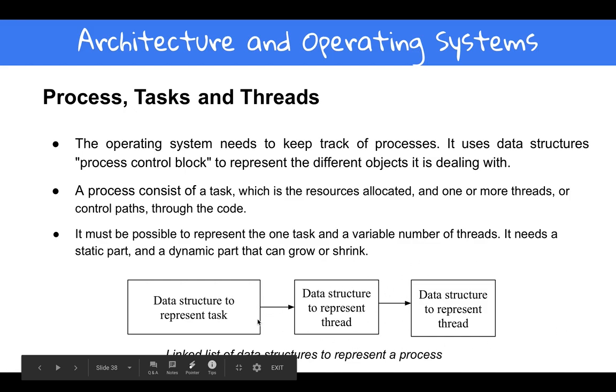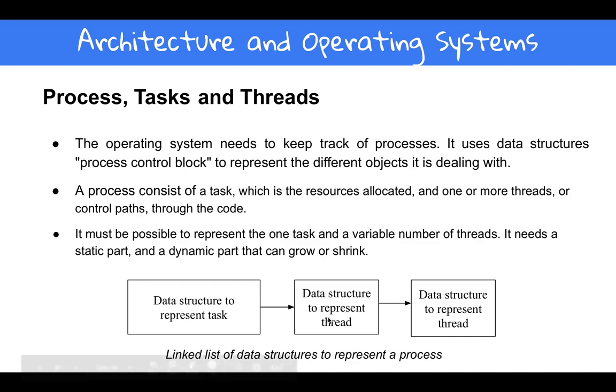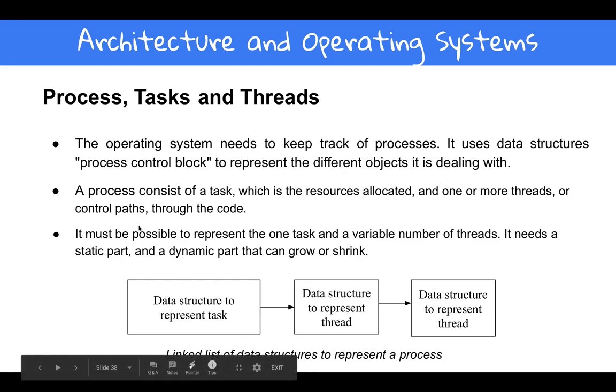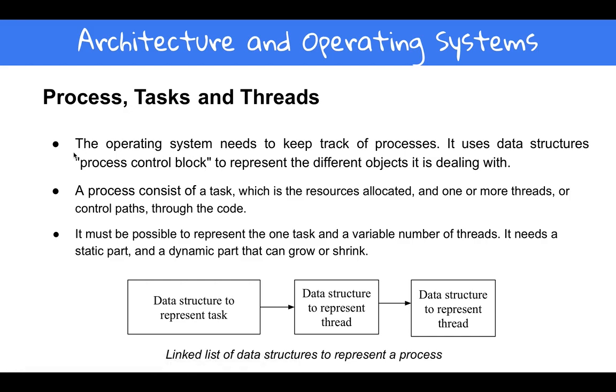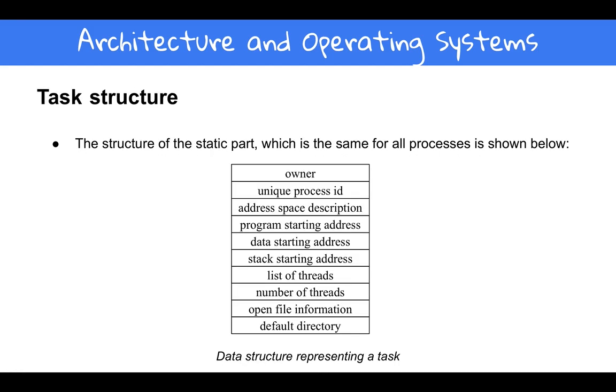So this, as I showed you before, is the data structure that represents the process, called the process control block. So let's look inside each part. Task structure: the structure of the static part, almost similar for most processes, contains this information.